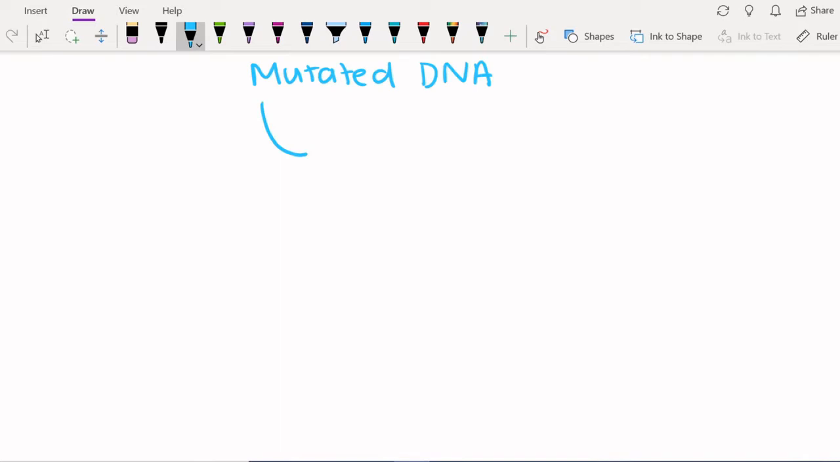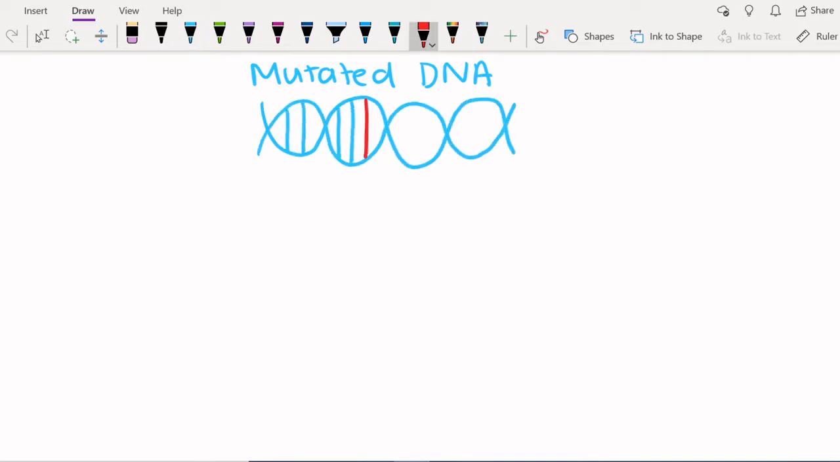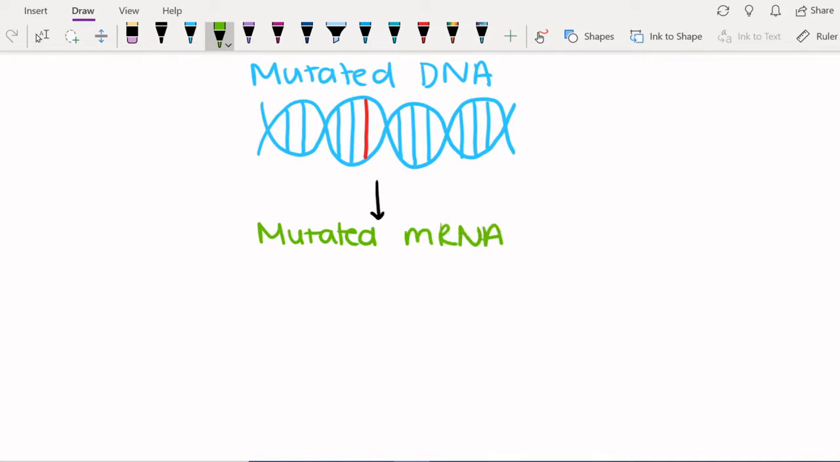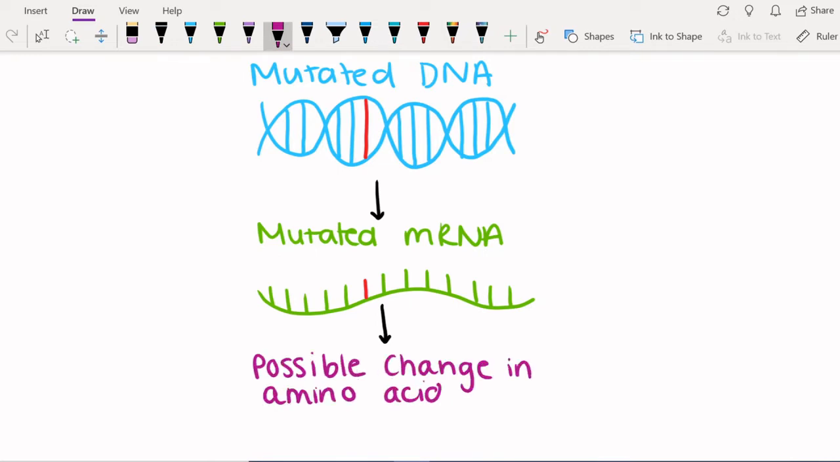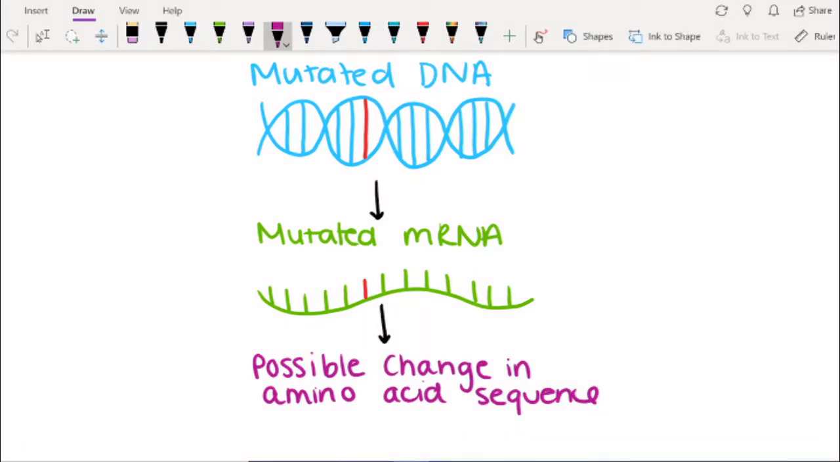Now that we know what mutations are and the different types of mutations, let's talk about what mutations actually do by tracing the path of a mutation. Mutated DNA is transcribed to create mutated mRNA, which can produce a protein with a different amino acid sequence. The amino acid sequence can be affected in a few different ways.